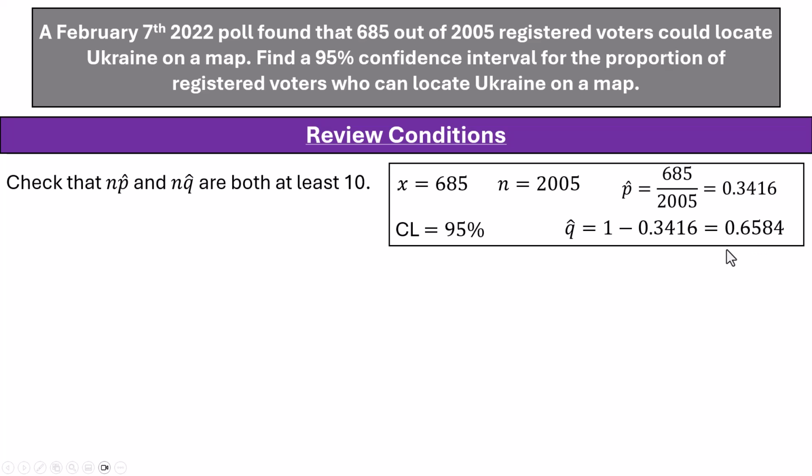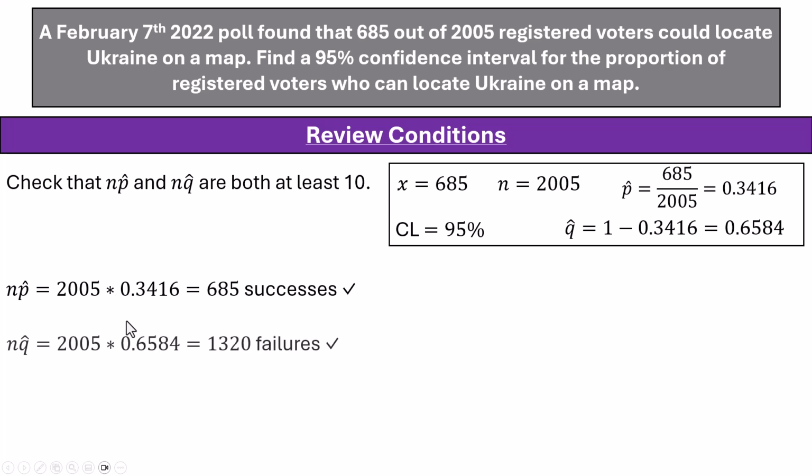65.84% of the individuals in the sample could not locate Ukraine on a map. Next, we need to plug into both of these formulas. So n times p hat is 2005 times 0.3416, which is equal to 685. And it turns out that value is actually the number of successes, the number of individuals who could locate Ukraine on a map. And that number is well above 10. So we've met the first condition.